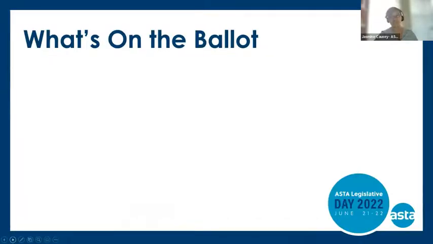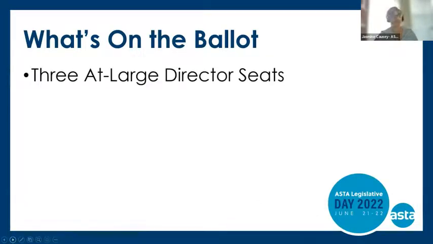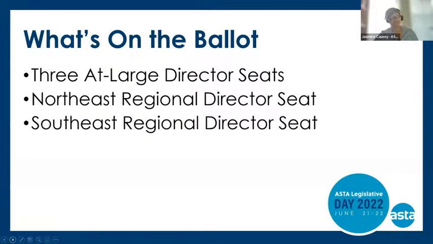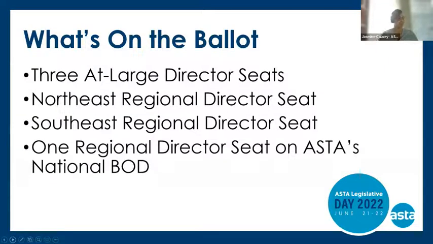So what's on the ballot this year? We have 3 at-large director seats on ASTA's national board that are up for election. We also have the Northeast Regional Director seat that is up for election, as well as the Southeast Regional Director seats that are up for election. Currently, both seats are occupied, and those who currently occupy the seats are running again for re-election, which they are welcome and allowed to do.